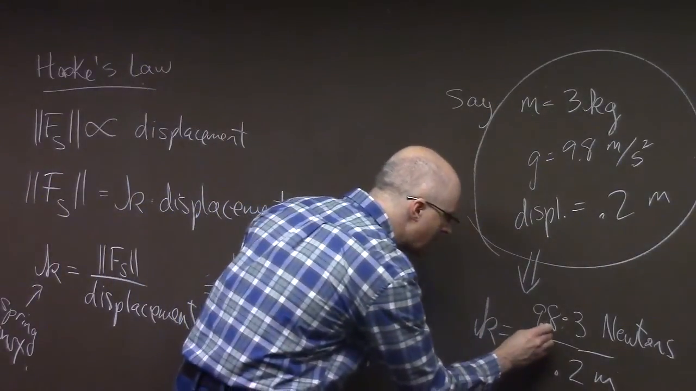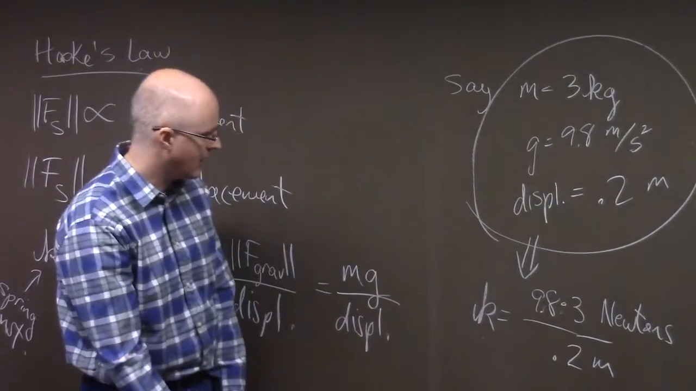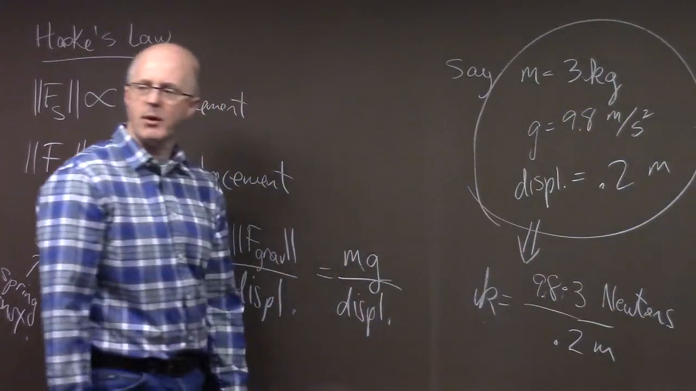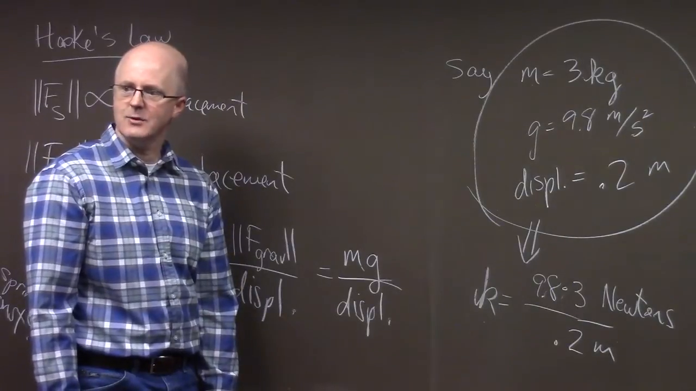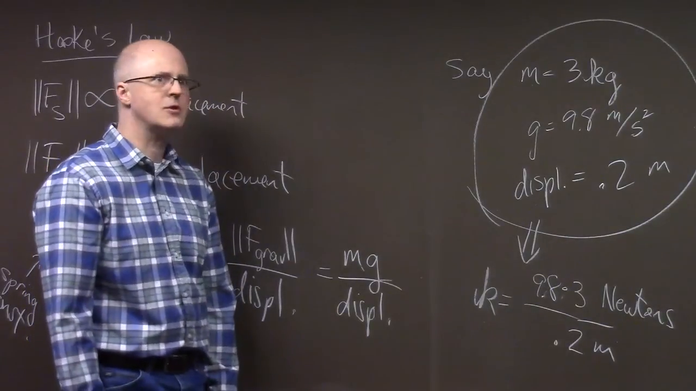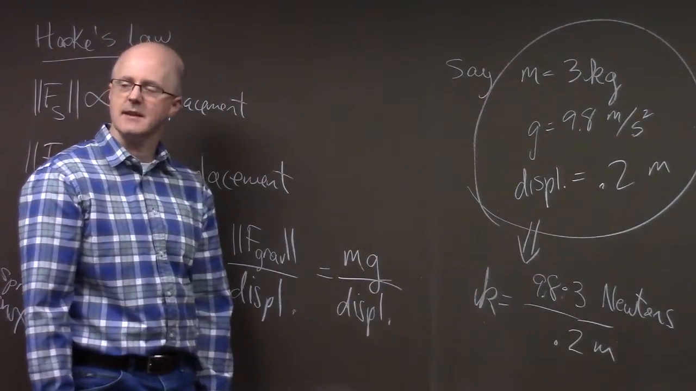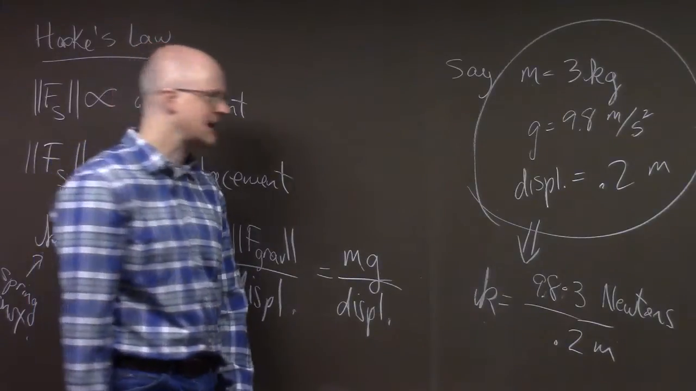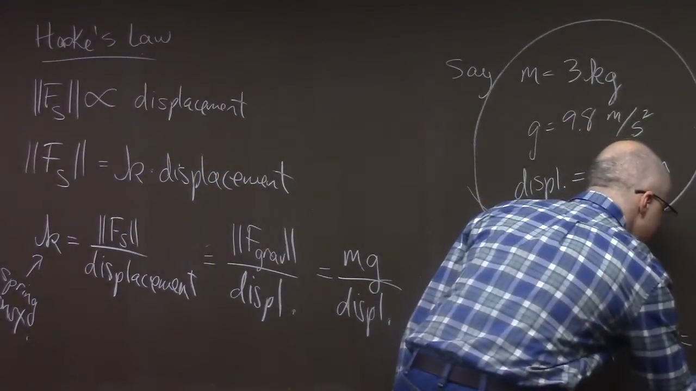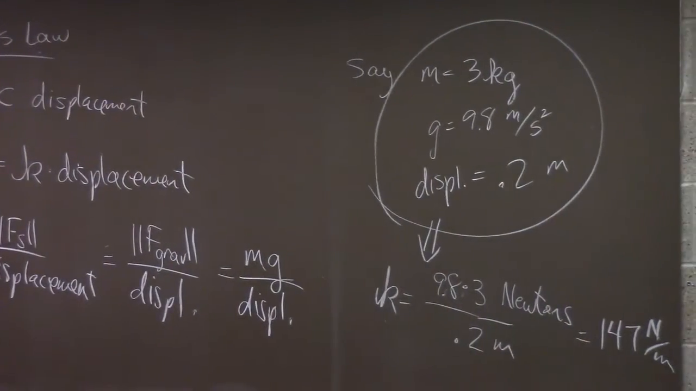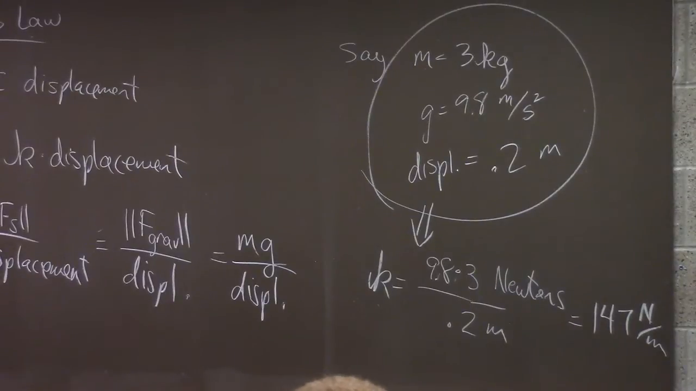9.8 times 3, if you can't quite tell that. 9.8 times 3, that's what? 29.4. I divide 29.4 by 0.1, I get what? 294. So if I divide it by 0.2, I get half of that. Somebody check my calculations. I made a mistake the other day. 147. 147 newtons per meter. Might make more sense to convert that to newtons per centimeter, but let's just leave it like this. So that's what the spring constant is.